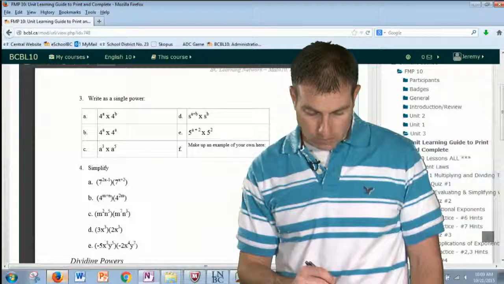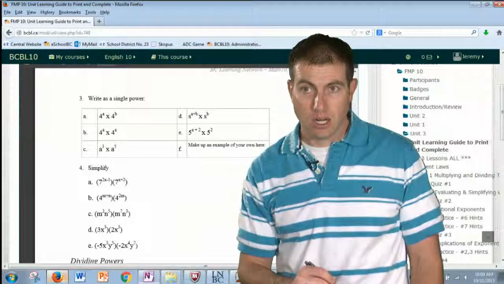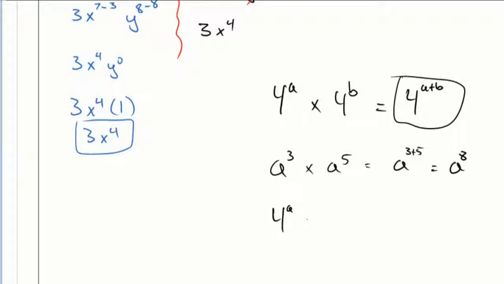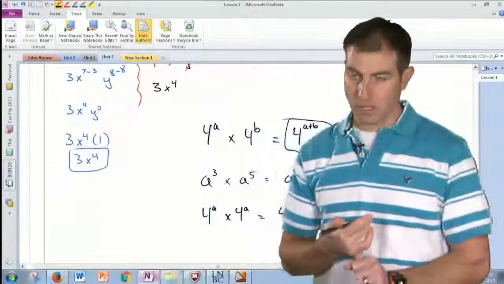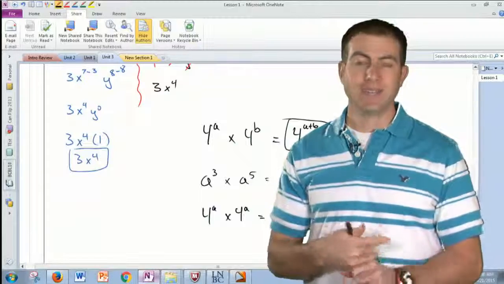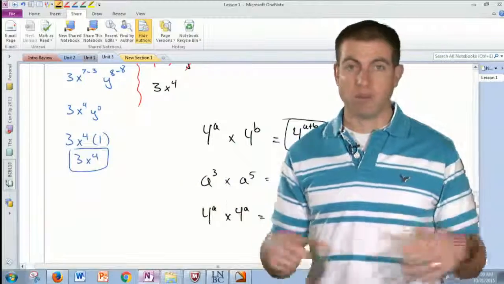4 to the A, 4 to the A, got it. So we had 4 to the power of A times 4 to the power of A. Right, so I'm going to add my exponents, same base, A plus A. How many A's do I have? I have 2 of them. So I'd have not just 4 to the power of 2, I'd have 4 to the power of 2A. And A is just a variable. It could be 1, it could be 5.